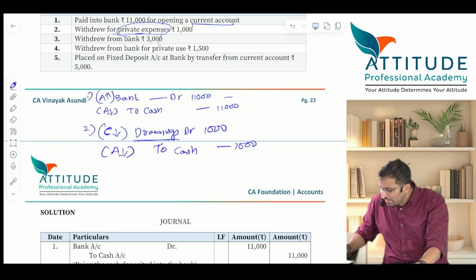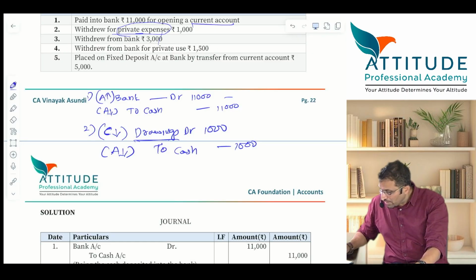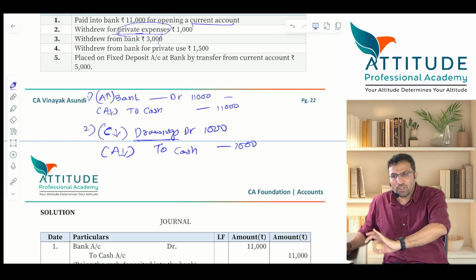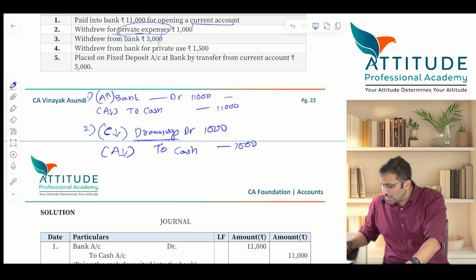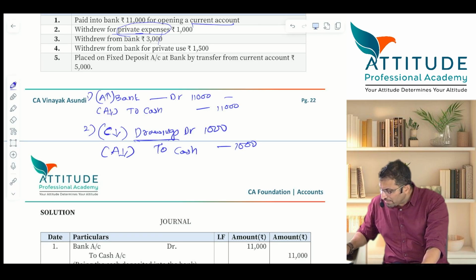If they say withdrew for expenses and not spent. See, generally, if you go to see, withdrew for expenses 1,000, cash withdrawn only. You are withdrawing cash and you are spending it. That is the assumption here. So it is drawings account debit to cash. Understood? Third one, tell me, withdrew from bank.